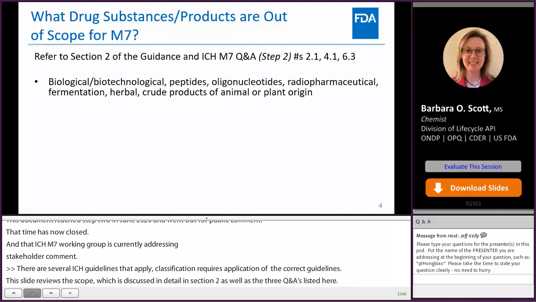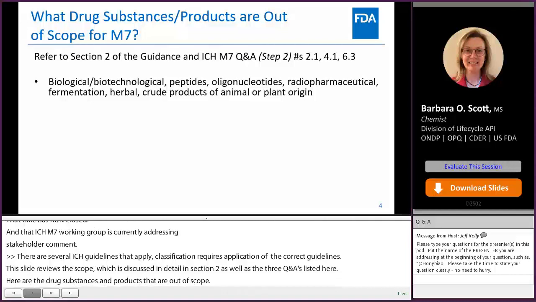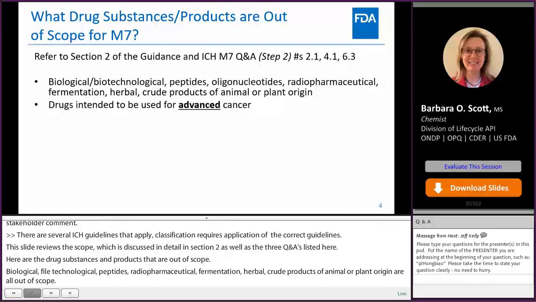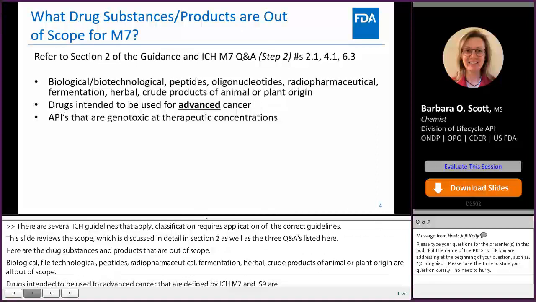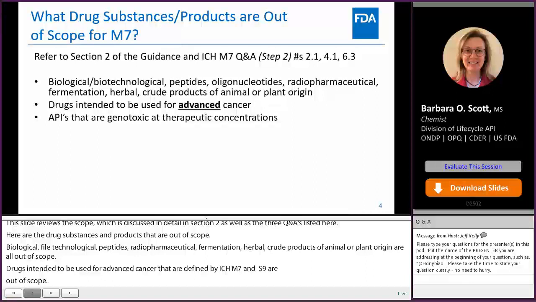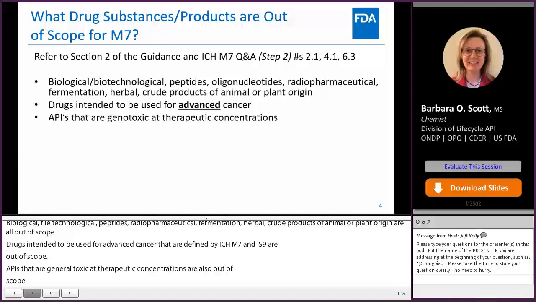Biological, biotechnological, peptides, oligonucleotides, radiopharmaceutical, fermentation, herbal, crude products of animal or plant origin are all out of scope. Drugs intended to be used for advanced cancer that are defined by ICH-M7 and ICH-S9 are out of scope. APIs that are genotoxic at therapeutic concentrations are also out of scope. Exposure to mutagenic impurities in these cases wouldn't significantly add to the cancer risk of the drug substance, and therefore impurities found in those APIs can be controlled at acceptable levels for non-mutagenic impurities.